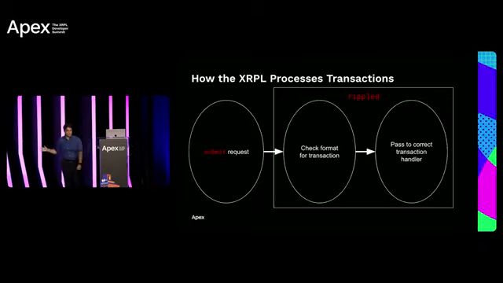So this is how the XRP Ledger processes transactions. You have a submit request, which is how you submit a transaction to a Rippled node. Then Rippled proceeds to check the format of this transaction. Does this look like a transaction? Do I know anything about what this data is giving me? All of that sort of thing. And if it does look like a transaction, it gets the transaction type from that transaction, and it passes it on to the correct transaction handler for that transaction type.